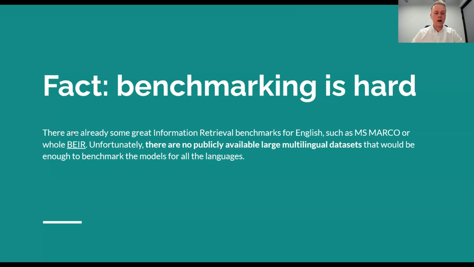The problem is related to the fact that benchmarking in multilingual semantic search is really hard. In English, we have several benchmarks available, with MS MARCO and BEIR being some of the most famous ones. But in the case of multilingual datasets, things are way harder, just because there are no publicly available large multilingual datasets that would be enough to benchmark the models in all the languages. And we typically need to limit ourselves to some specific subsets. So then comparing the accuracy or precision between different languages is quite hard.